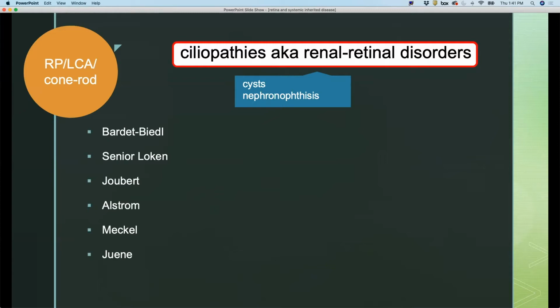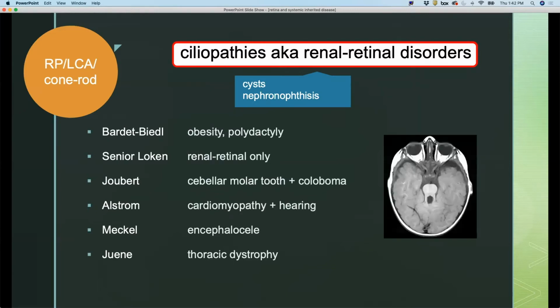Okay. Senior-Loken is characterized by the fact that only the kidneys and the retina are affected, nothing else. Joubert is characterized by a cerebellum with weird shapes that look like a molar tooth, and they also have eye colobomas. Alstrom is characterized by cardiomyopathy and hearing defects, and Meckel by encephalocele. Jeune by thoracic dystrophy, which prevents them from breathing well.